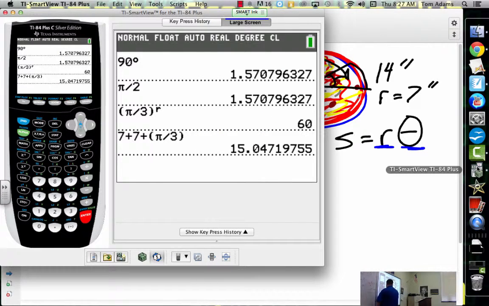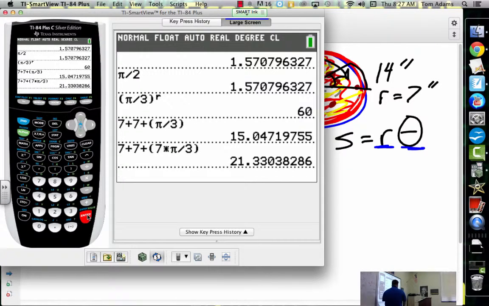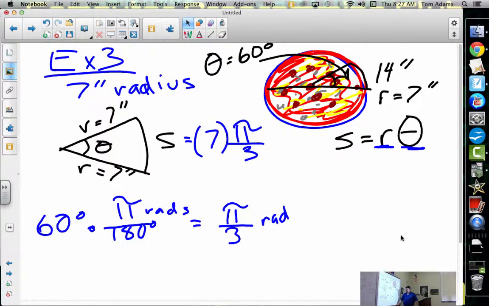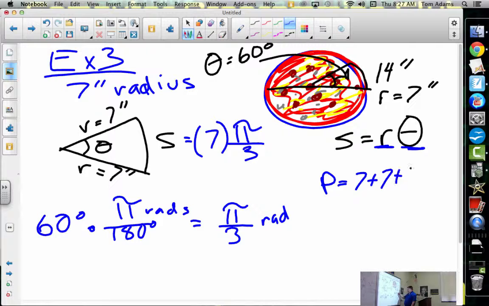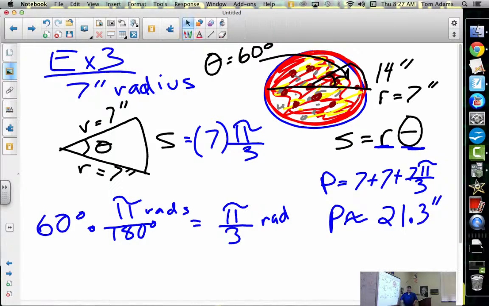So, really, I'm still going to have the same thing. It's 7 plus 7 plus 7 times pi divided by 3. There we go, 21.3. That's a better answer. 21.3 inches. Does that make sense?